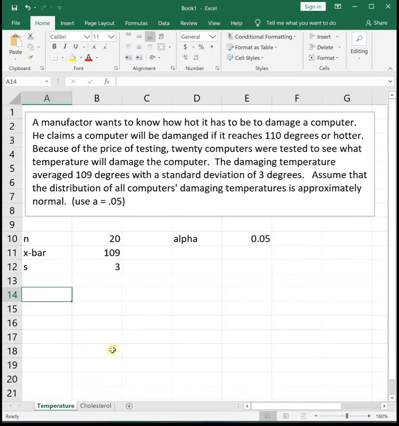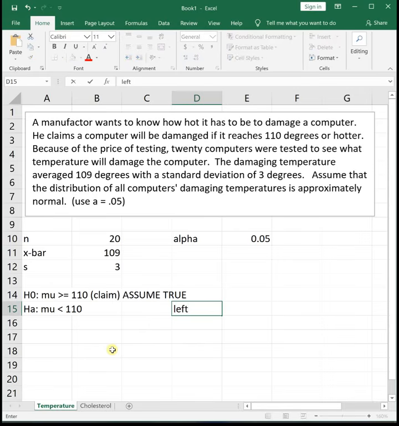So the claim: he claims that a computer will be damaged if it reaches 110 degrees or hotter. So 110 or more is the greater than or equal to symbol, and since there's an equal to, it's got to go in our H naught. So our claim is that if we reach greater than or equal to 110, the computer will be damaged. And remember, we always assume that H naught is true, regardless of where the claim is. So the complement H sub A is going to be mu is less than 110. We always look to H sub A to see what type of test it is. Since H sub A is pointing to the left, this is going to be a left-tailed test.